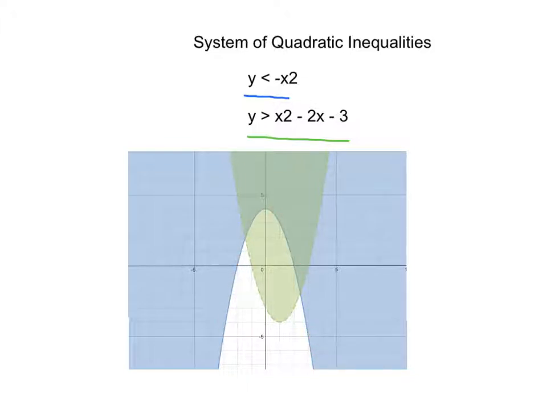Second of all, it has a negative sign in front of the x squared, so it's a downward facing parabola if you remember our properties of parabolas. And the next one is simply greater than and not greater than or equal to, so it's a dashed line. And it has a positive 1 in front of the x squared.